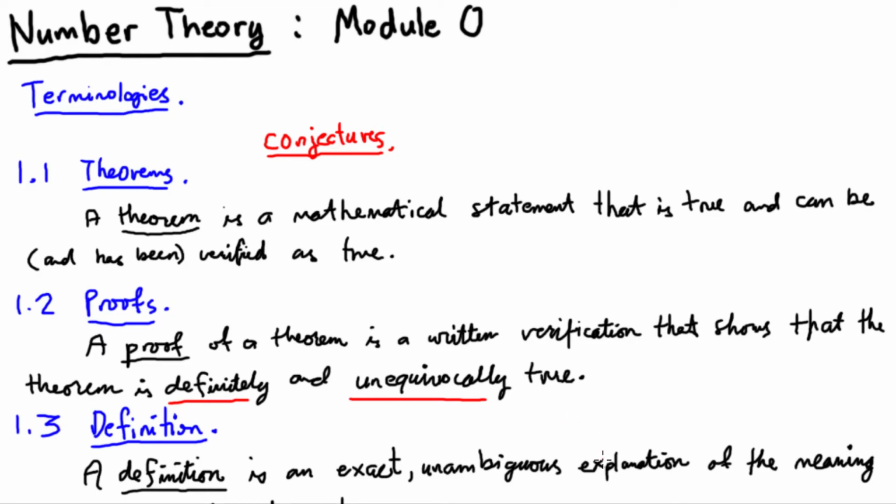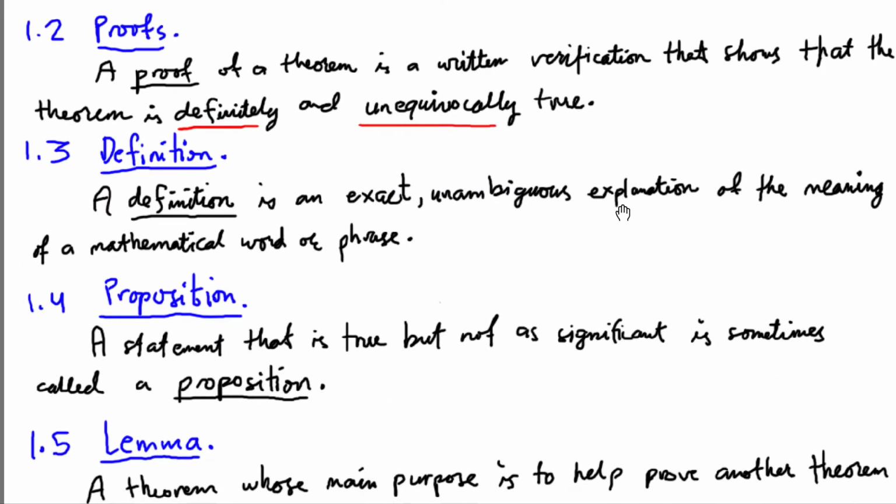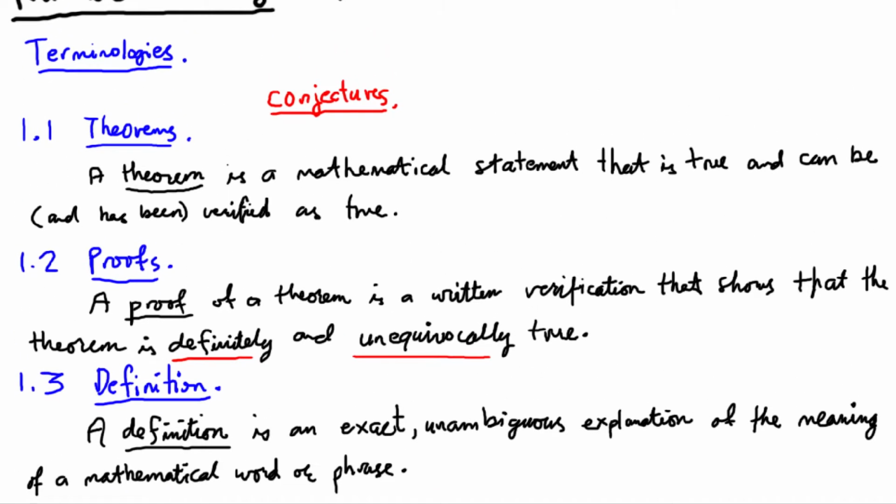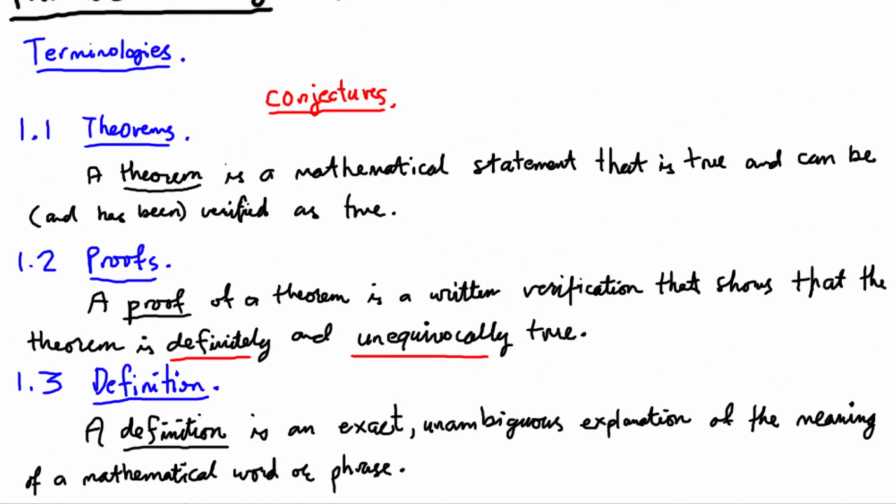Next up, we need to understand what a definition is. Let's have this one by one. A definition is an exact, unambiguous explanation of the meaning of a mathematical word or phrase. We will elaborate on these terms, theorems and definitions, in the next two parts of this playlist, and after that, we'll finally be ready to write proofs.